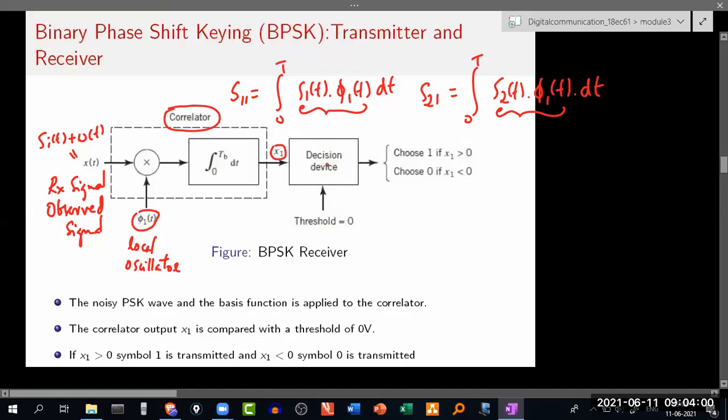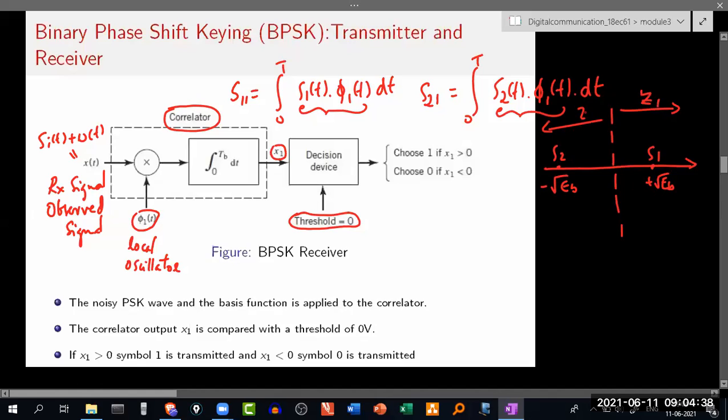And here we'll make use of this decision device, where the threshold value that I'm using is 0. Why am I using this threshold value equal to 0? Because this entire diagram is built based on this constellation diagram. So in the constellation diagram, we know that for signal S1, and this is signal S2, this is negative square root of EB, and this is positive square root of EB. I'll call this region Z1, and I'll call the region onto the left region Z2.